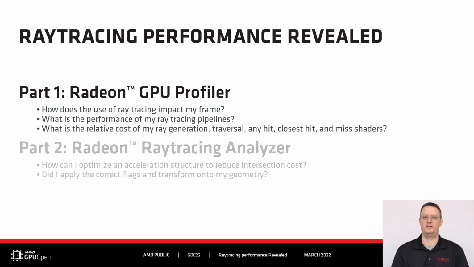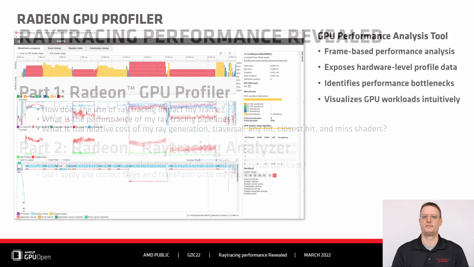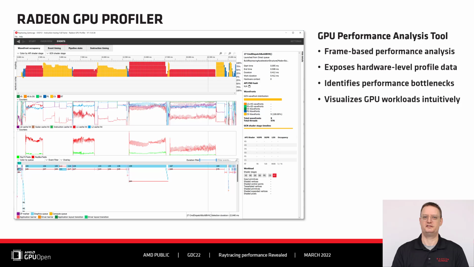The first part of this video will focus on the Radeon GPU Profiler, or RGP. RGP is a frame-based GPU performance analysis tool. It exposes hardware-level profiling data, which allows a developer to identify bottlenecks in a DirectX 12 or Vulkan game. Providing intuitive visualizations and easy-to-use workflows, RGP can help you optimize your game to run on AMD GPUs.